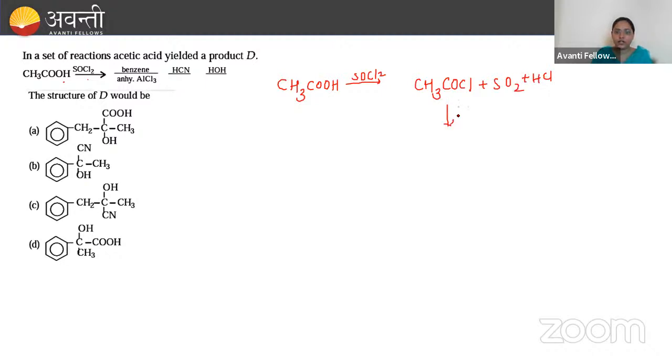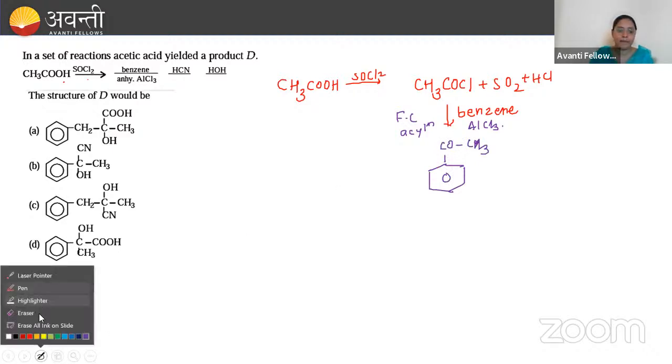Then this molecule undergoes reaction with benzene. You know the reaction name. When acid chloride reacts with benzene, it is the Friedel-Crafts acylation reaction. In the presence of anhydrous AlCl3, which acts as a Lewis acid, the reaction takes place. So what is going to form here? Benzoyl chloride, right? Here on the benzene, this CO and CH3 will come, and chlorine goes out.